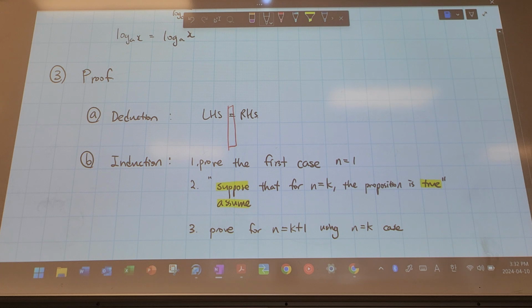Because of the third step, it's important that we acknowledge clearly that we're supposing, or assuming, that n equals k is true, because we're going to use that case to prove the next part.